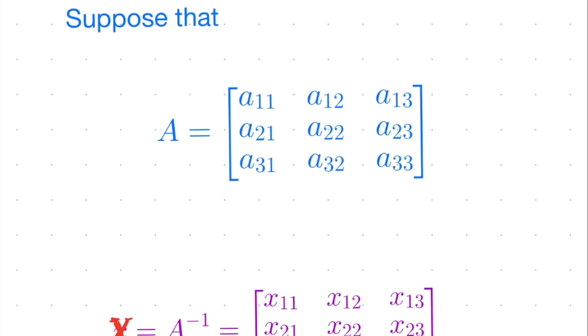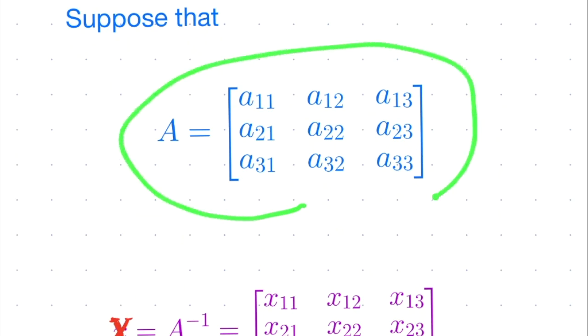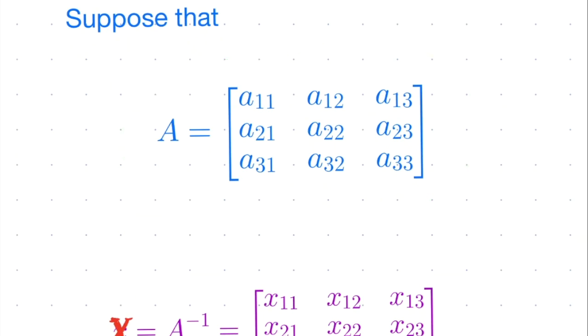In this video, I want to show why the adjoint method for finding the multiplicative inverse of a square matrix actually works. Now I'm going to do this for a 3 by 3 invertible matrix. In this case, I'm going to call it A, and I'm using the usual double subscript notation that you see here for the various entries of cap A.